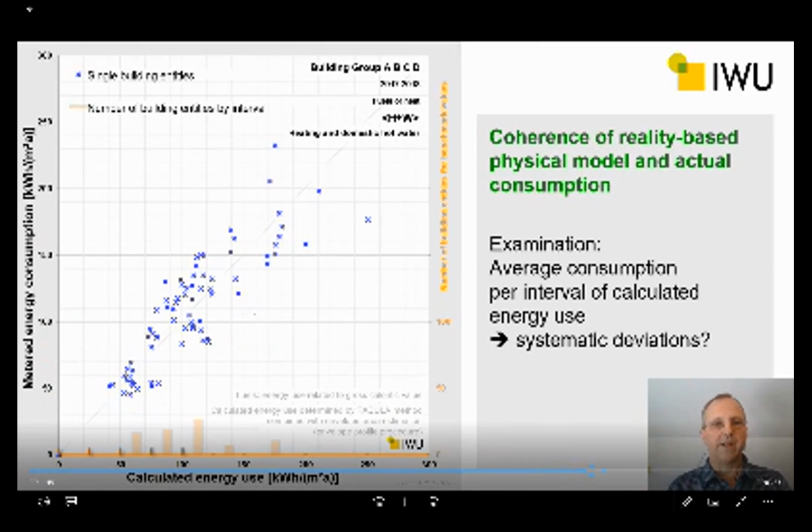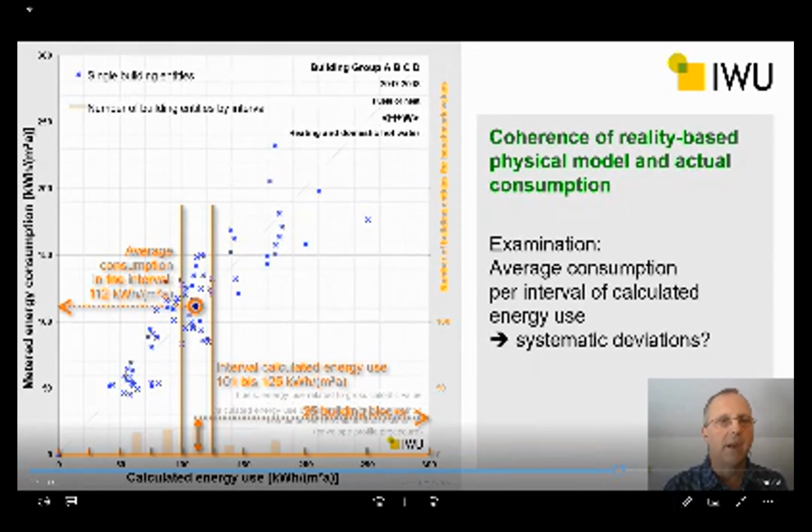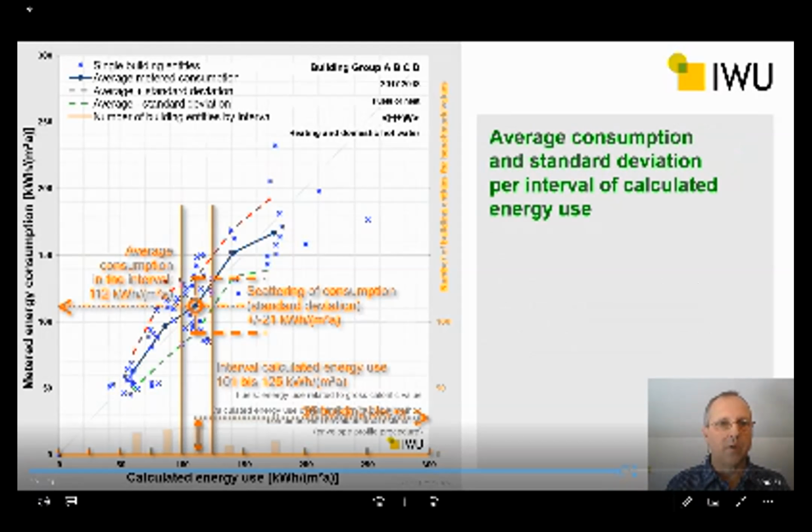We now divide the calculated energy use into intervals and have a closer look at these intervals. First of all, we see the number of buildings included in the interval. And now we have calculated the average energy consumption for each interval. In this case, we have an average energy consumption of 112 kilowatt hours per square meter and year. We can also determine the scattering of the consumption, the standard deviation, which is 21 kilowatt hours per square meter and year. This has been repeated for all intervals of the calculated energy use, and so now we get averages of the energy consumption for each interval.